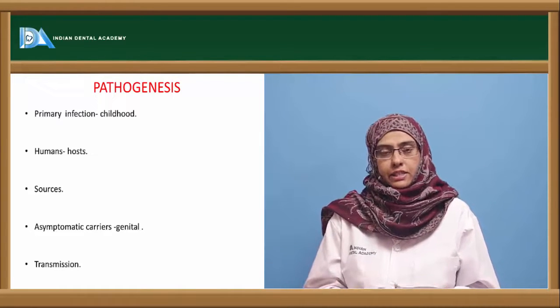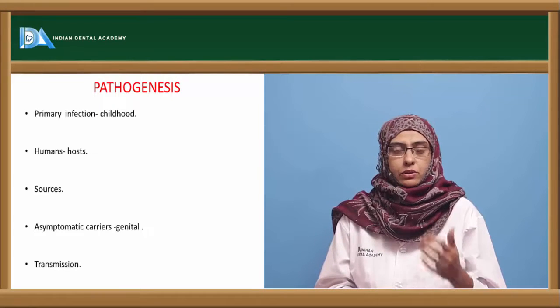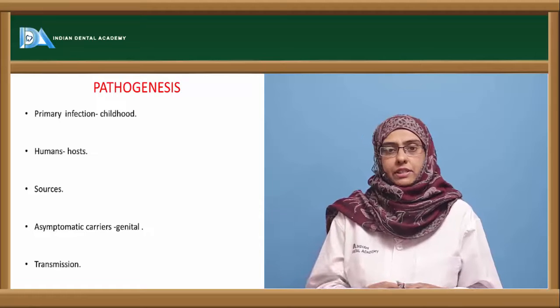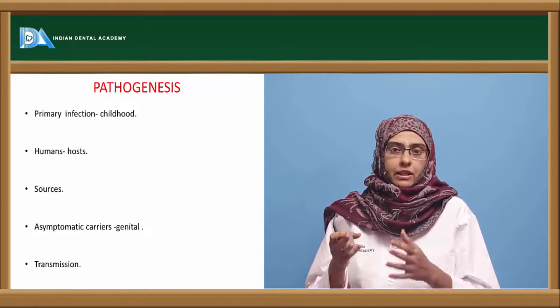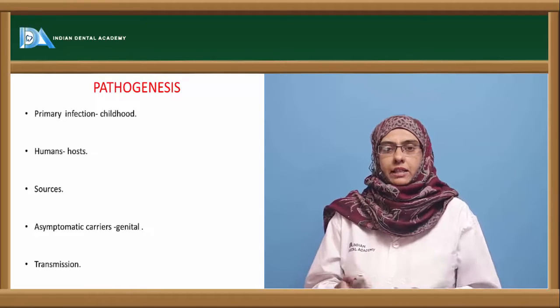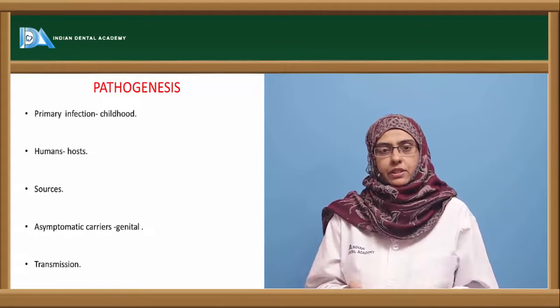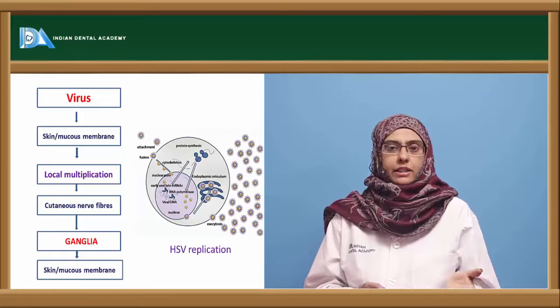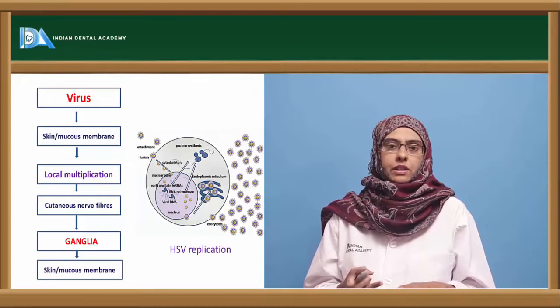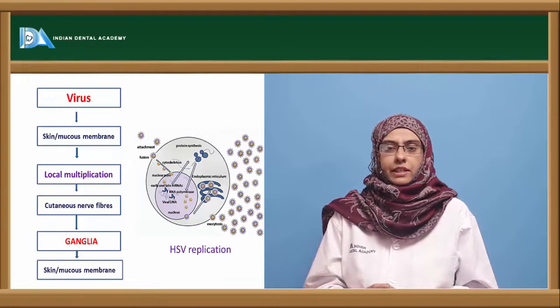In case of asymptomatic carriers, they are likely sources of infection, transmitting the infection via the genital tract, that is transmitting HSV2 strains. And transmission in the case of HSV1 is by direct contact, and in the case of HSV2, it is usually venereal in nature.